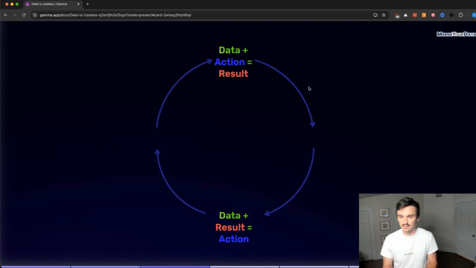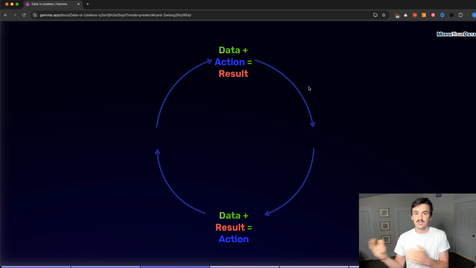And so let's get into this little diagram here. At the top, you see data plus action equals result. And this is the main formula that's needed in order to determine what you should do, what you should expect to get out of the data points, right? And so if we add the data with an action, we should get a result. And then on the flip side of this equation, we have data plus the result equals the action.